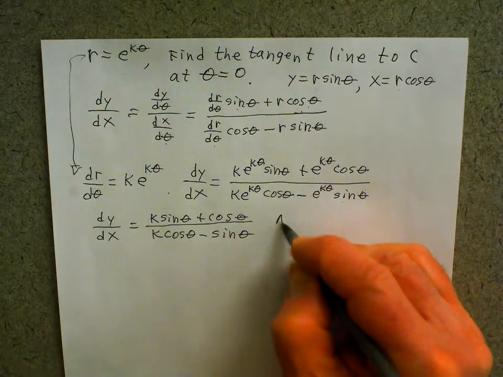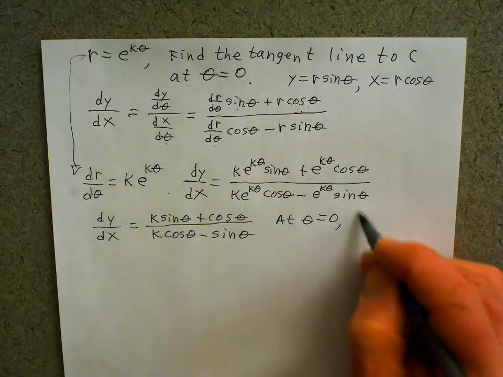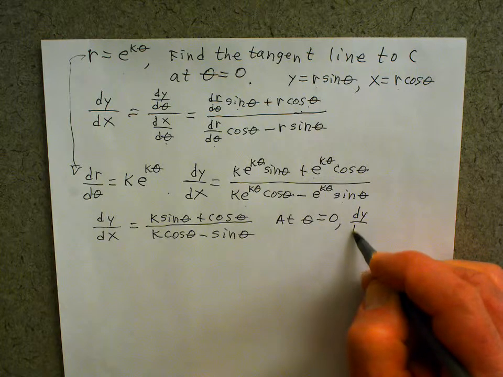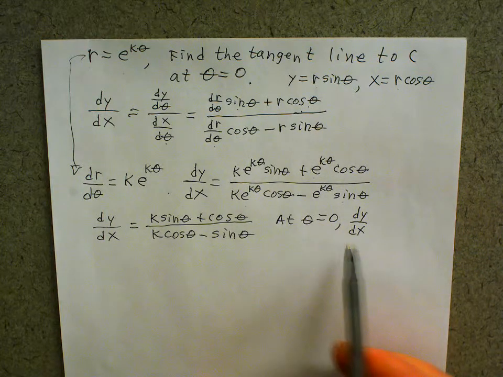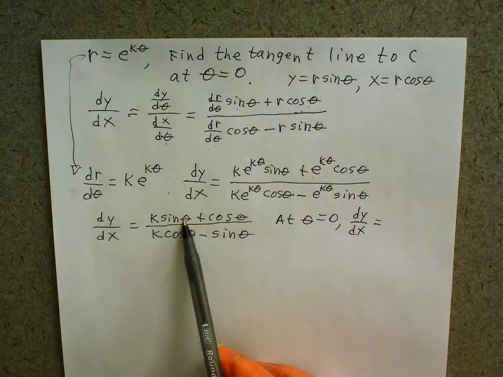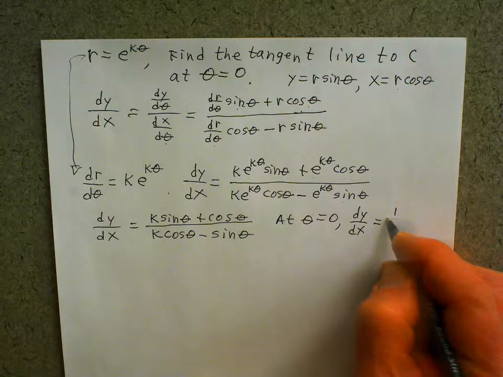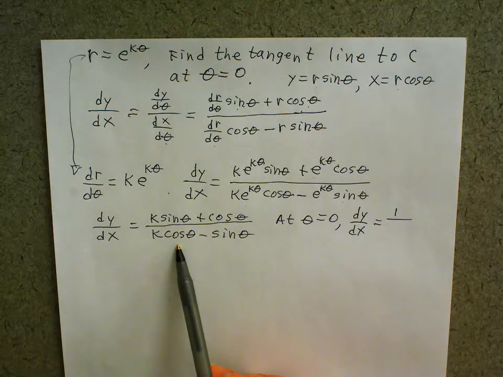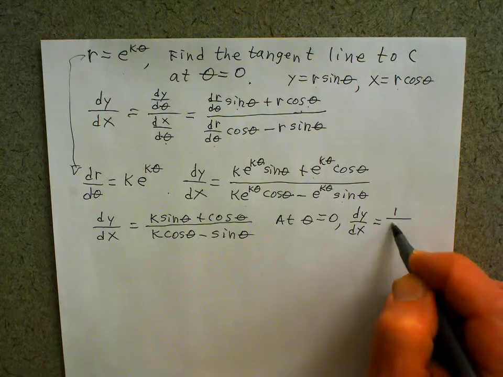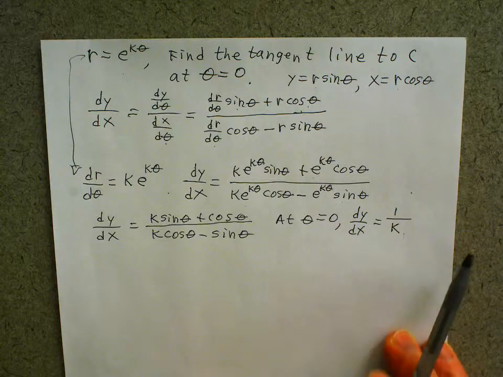And at theta equals 0, dy dx, which is going to be the slope of the tangent line that corresponds to theta equals 0. So sine of 0 is 0, cosine of 0 is 1, so the numerator will just be 1. And in the denominator, when theta is 0, k times cosine of 0 is k times 1 minus 0. And so 1 over k is the slope of the tangent line.